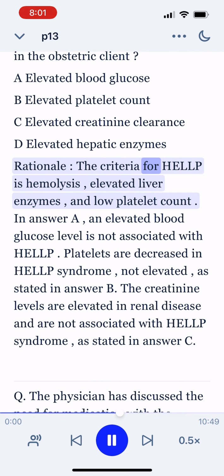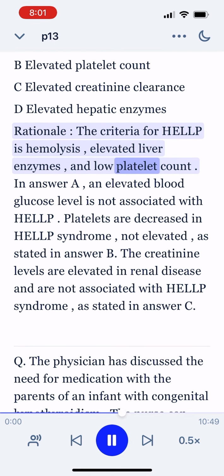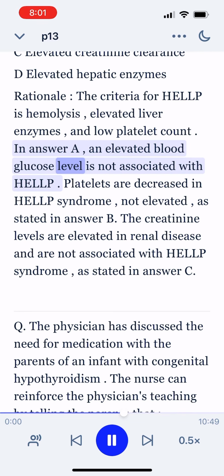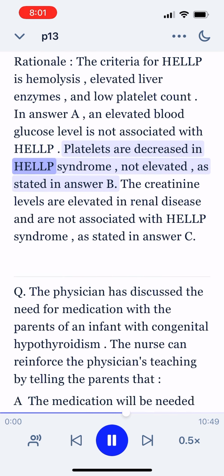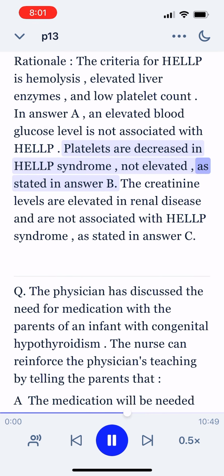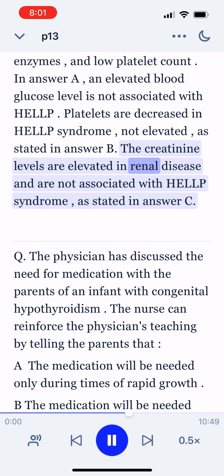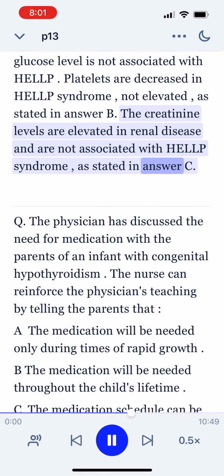Rationale. The criteria for HELLP are hemolysis, elevated liver enzymes, and low platelet count. In answer A, an elevated blood glucose level is not associated with HELLP. Platelets are decreased in HELLP syndrome, not elevated, as stated in answer B. The creatinine levels are elevated in renal disease and are not associated with HELLP syndrome, as stated in answer C.